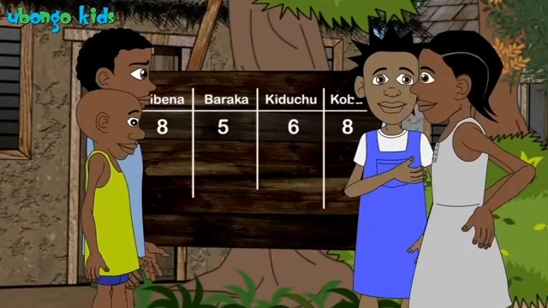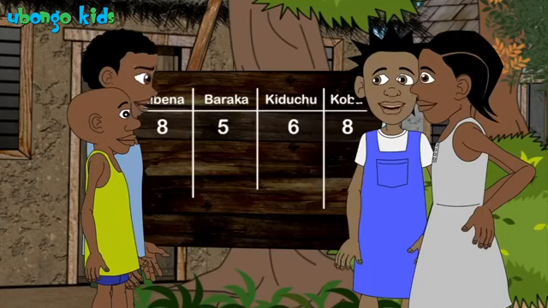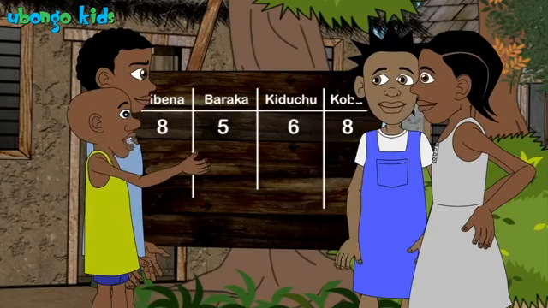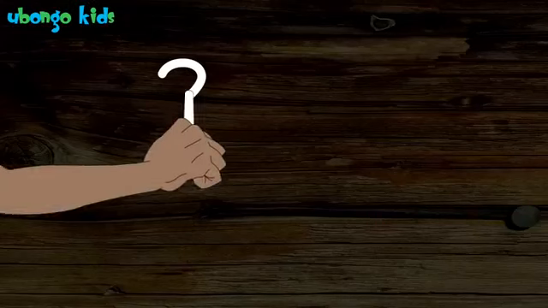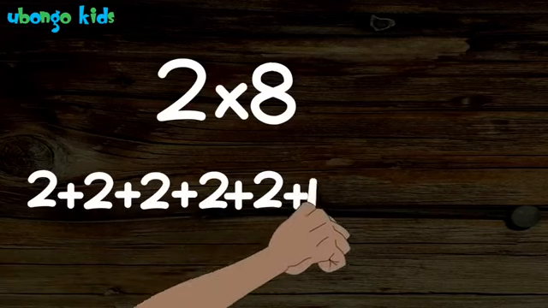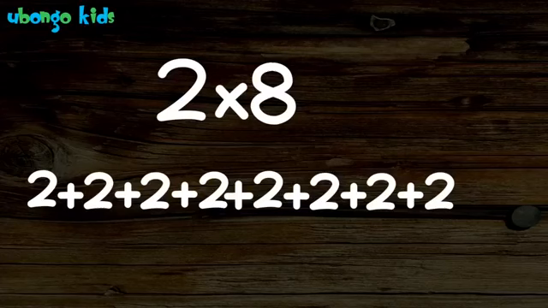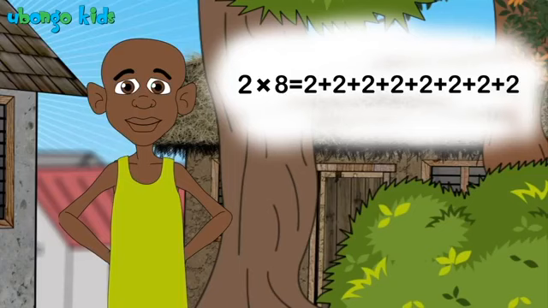Kibena and Koba, you each jumped 8 times. So if the two of you jump together 8 times each, you'll get a total of 16. What? What are you talking about? There are 2 of them. So if they jump together 8 times, that's 2 times 8. It's 2, 8 times. That's all 2 times 8 means. Oh, I get it. So if you take 2 times 8, you get 16.